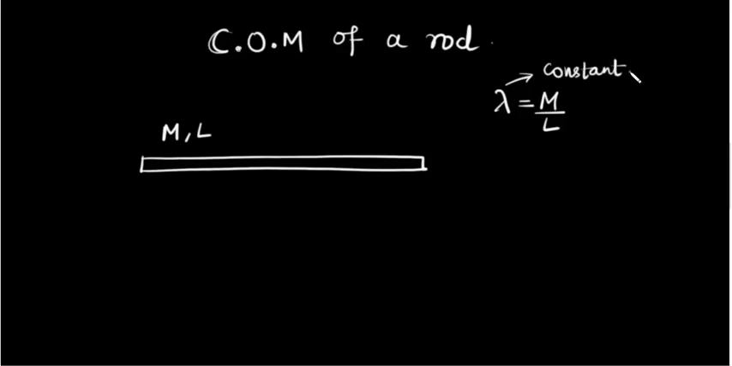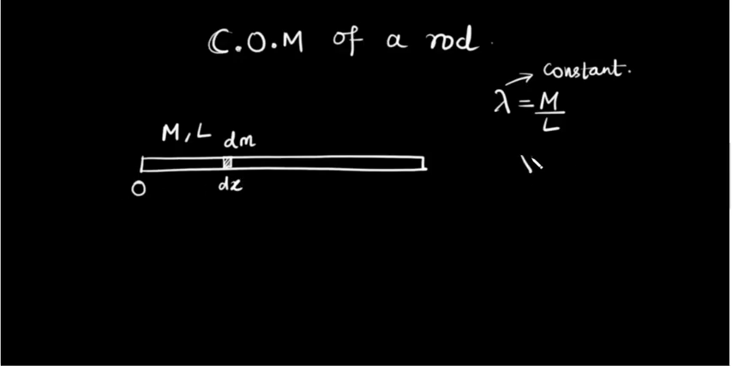Now we have to find out the center of mass of this rod. So how will you find the center of mass of the rod? Basically it is the weighted average of masses. That means suppose I take this as my origin over here and I take a small mass here, let's say dm, okay, and let's say this has the length dx, right?